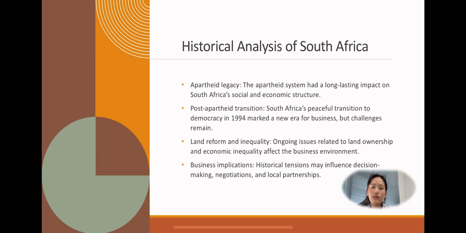South Africa's historical analysis. South Africa's history of apartheid still influences its economic and social structures, while the transition to democracy in 1994 marked a significant milestone. Deep-seated inequalities persist. Issues like land reform continue to be flashpoints in political and economic discussions, impacting business operations, especially in sectors like agriculture and real estate. Understanding this historical context is essential to navigating the business landscape effectively.